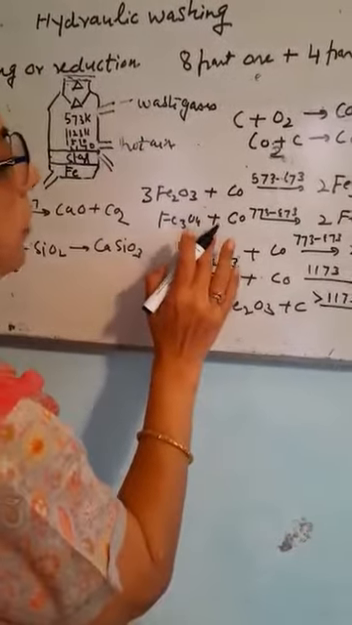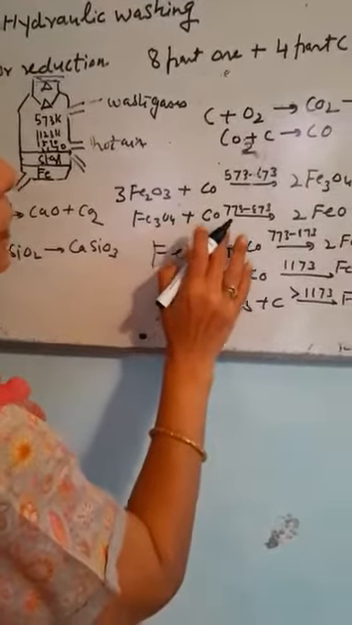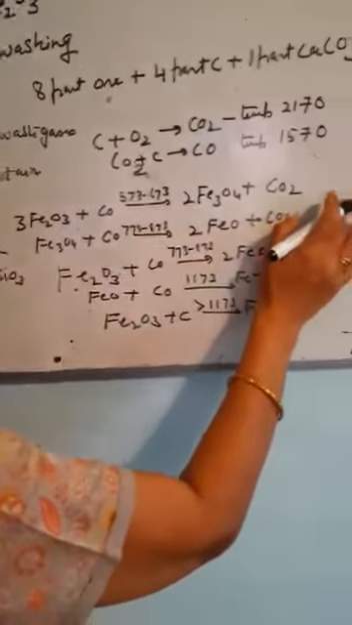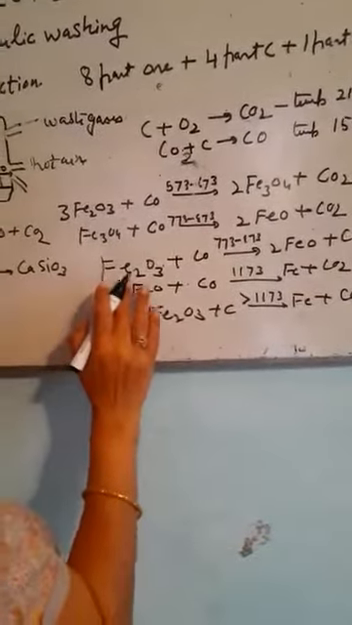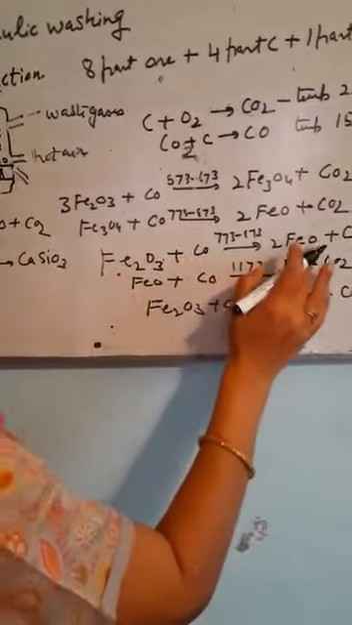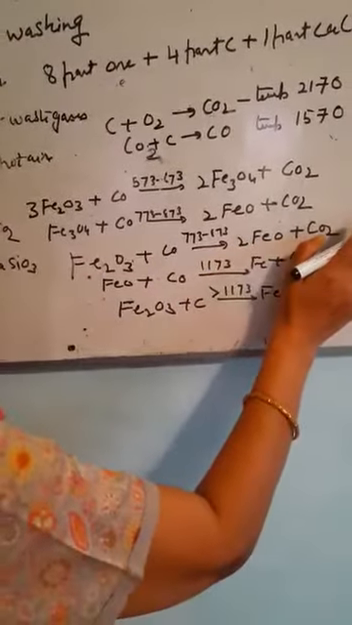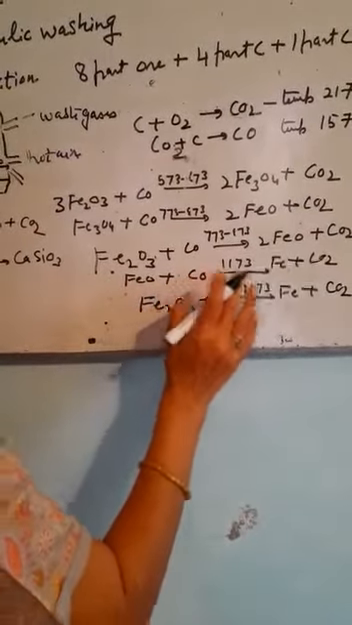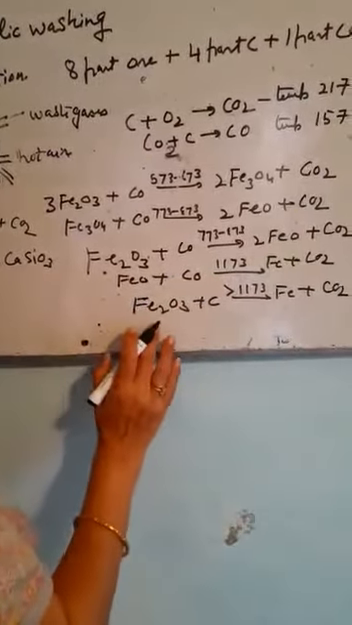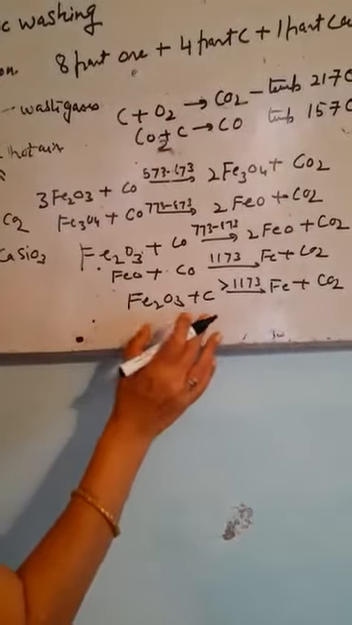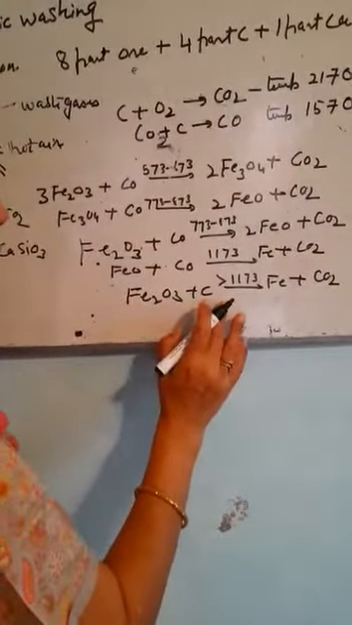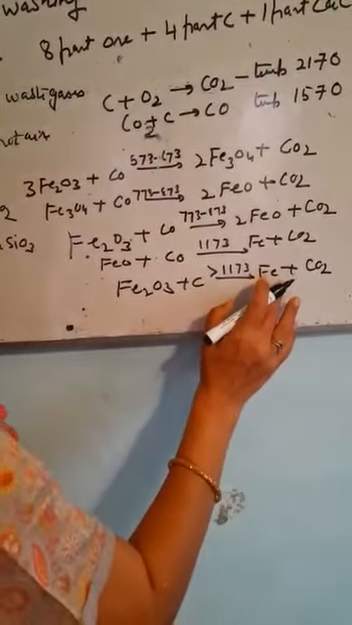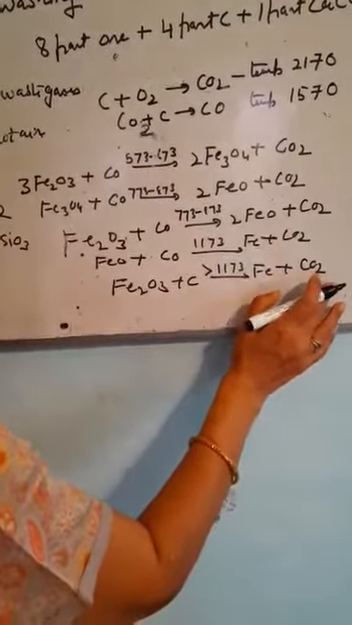Then this Fe3O4 further reacts with carbon monoxide. It gives FeO and CO2. Fe2O3 combined with CO gives us FeO and CO2. And this FeO is reduced with CO to give iron. Some amount of iron oxide is left. It directly reacts with coke at a temperature above 1173 Kelvin and iron is formed.